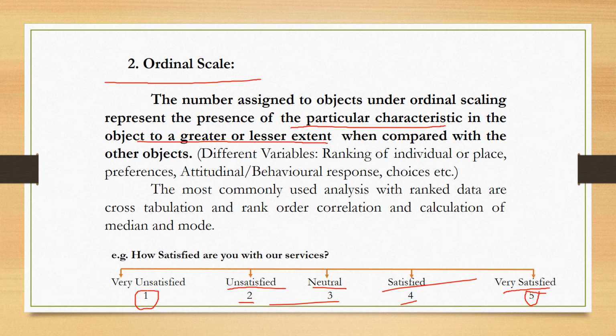So the numbers assigned to objects under the ordinal scale represent the presence of particular characteristics. Very unsatisfied is denoted with 1, unsatisfied with 2, neutral 3, satisfied 4 and very satisfied 5. Thus the numbers assigned denote particular characteristics in ordinal scales. Such scales are used for rank order correlation and calculation of the median by the researcher.